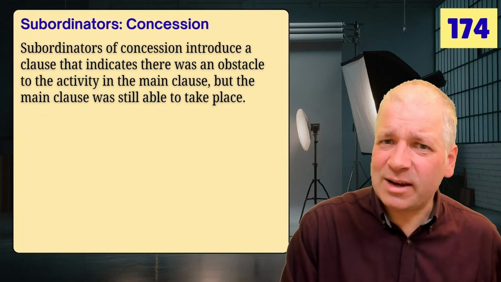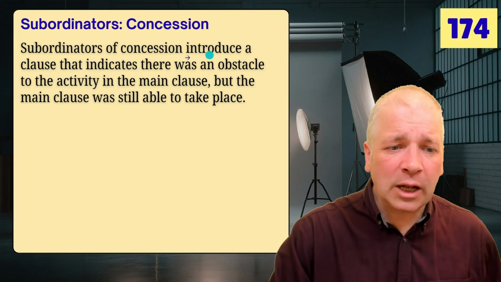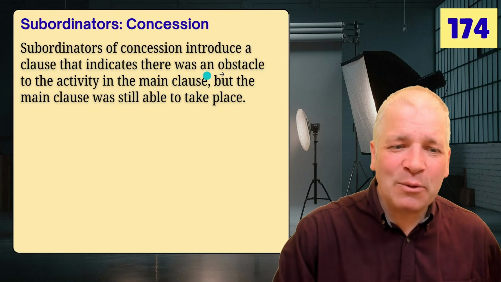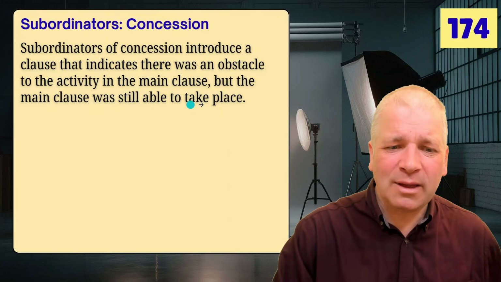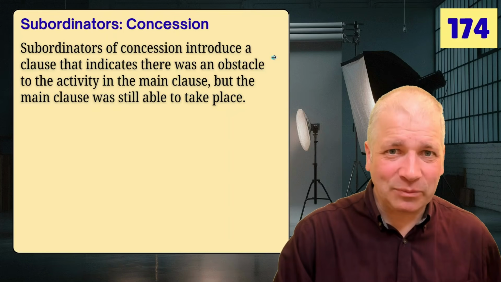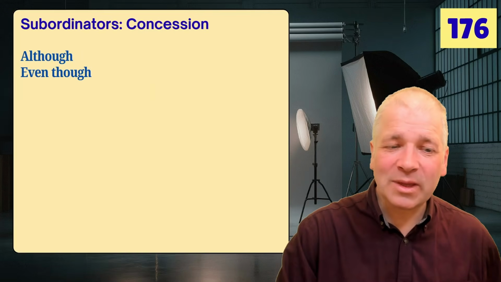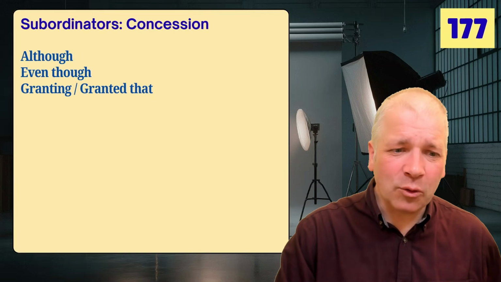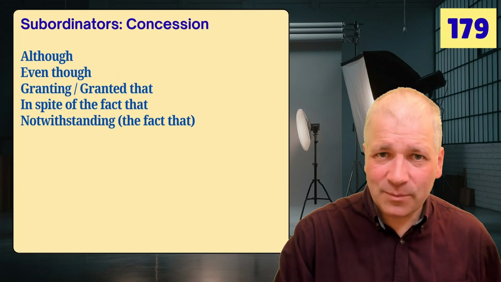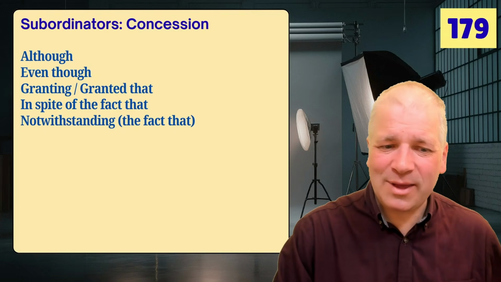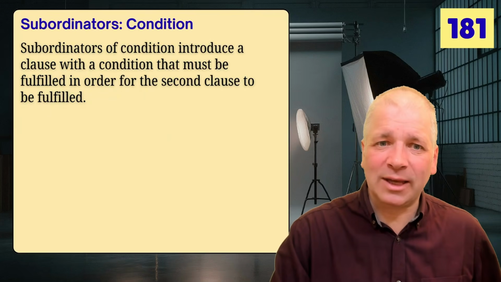And now on to subordinators of concession. Subordinators of concession introduce a clause that indicates there was an obstacle to the activity in the main clause, but the main clause was still able to take place. Let's look at some examples of subordinators of concession. Although, even though, granting or granted that, in spite of the fact that, notwithstanding, can be carried on as notwithstanding the fact that, regardless of the fact that, doesn't have to be included again.